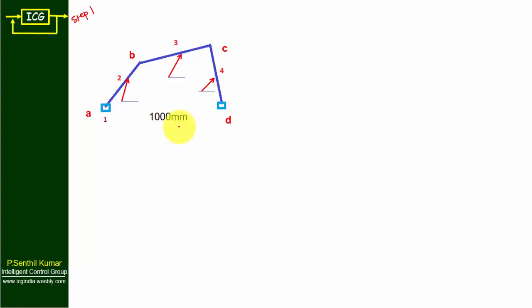So this is the configuration diagram of given 4-bar mechanism. First, draw a horizontal line of length 1000 mm. It's very difficult to draw 1000 mm in A3 sheet or A4 sheet, so we will take 1000 mm as 10 cm. Draw a horizontal line of length 10 cm. From point A, draw an inclined line of 60 degrees. Then mark AB of length 5 cm. Actually AB is 500 mm, we take 500 mm as 5 cm, because 1000 mm equal to 10 cm, which means 500 mm equal to 5 cm.